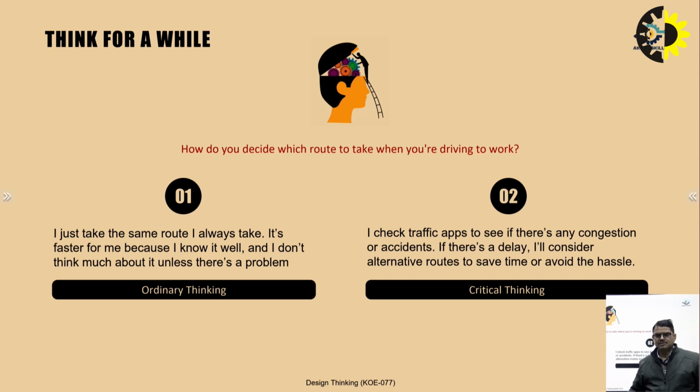So in the second answer, the thinker or the person will collect the data, collect the information using Google Maps or other resources. He or she will analyze that particular information, and on the basis of that information, he or she will decide which route is faster, and which route should be taken for this particular problem.